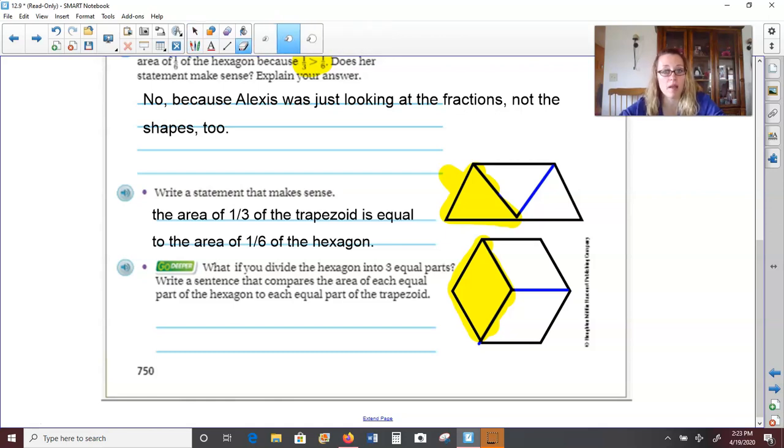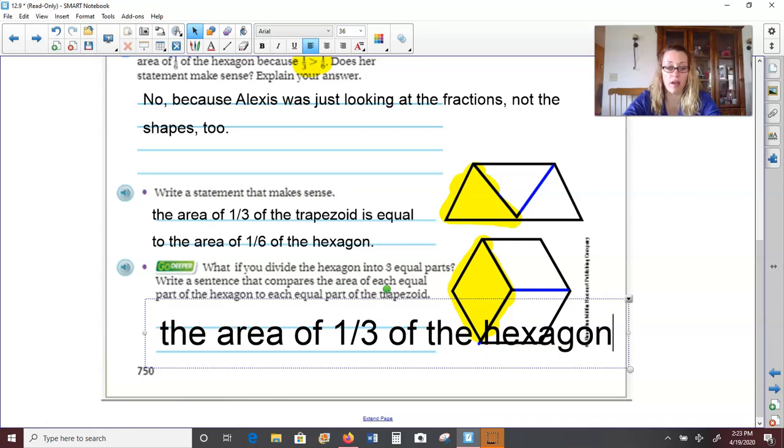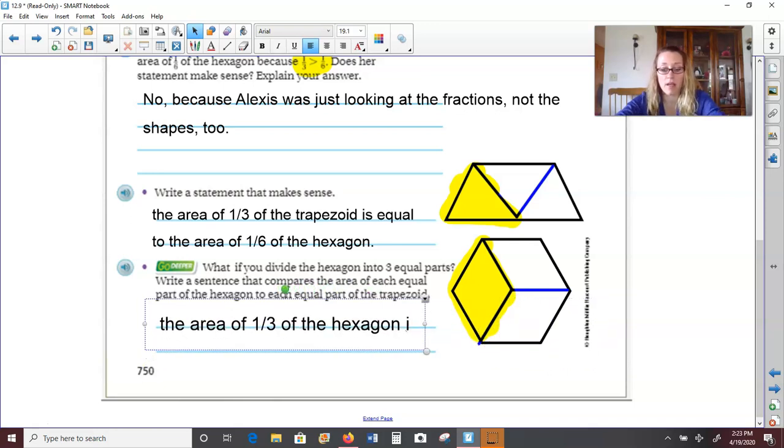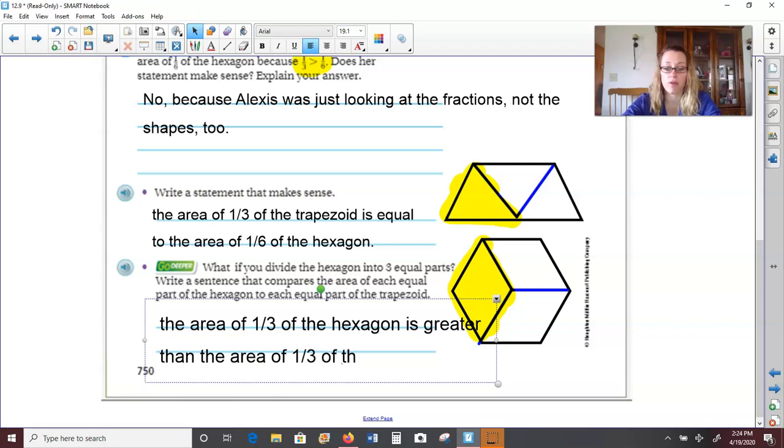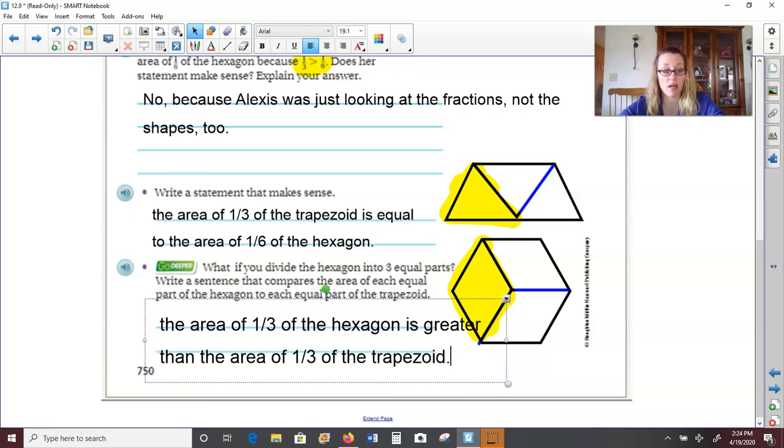Now they're not the same anymore. They're not both triangles like they were up above. If you see now, the trapezoid still has a triangular piece in it. And now inside of the hexagon, we have a rhombus piece, which is bigger than the triangle piece in our trapezoid. So we're going to say now the area of 1/3 of the hexagon is greater than the area of 1/3 of the trapezoid.